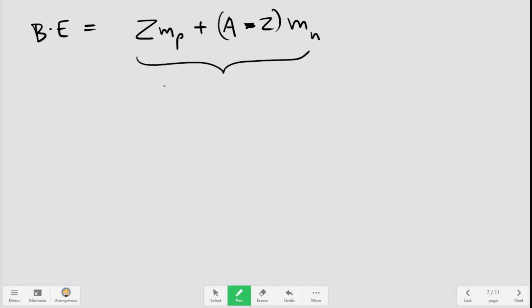One is the formula for binding energy. Binding energy is equal to Z Mp, where Z is the atomic number and Mp is the mass of protons, plus A minus Z, this is the number of neutrons, times mass of neutrons. So when you multiply mass of protons by the number of protons and mass of neutrons by number of neutrons, you will get the total mass of constituents.